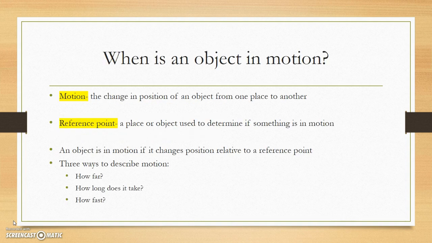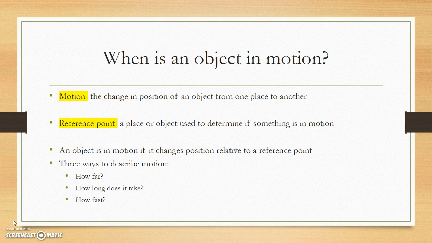So, when is an object in motion? Motion is the change in position of an object from one place to another. We talked about this in class today. And in order for something to be moving, you need to have a reference point, which is a place or object used to determine if something is in motion. An object is in motion if it changes position relative to a reference point. So in order for something to move, it has to change its position in relation to something that isn't moving.